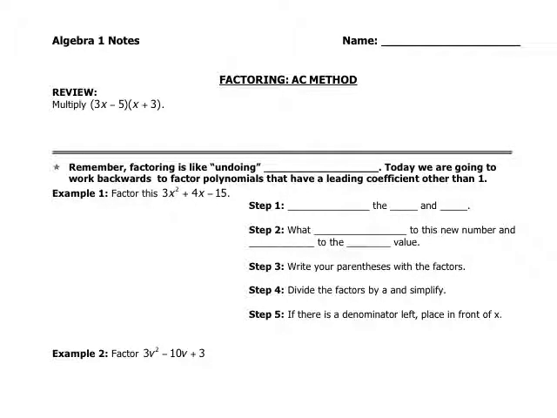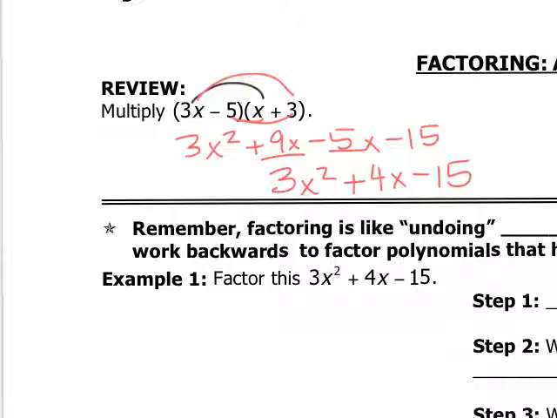All right, guys, go ahead with the top review problem. Okay, so you can check your work up on the board. You should end up with 3x squared plus 4x minus 15. And today we're going to learn how to undo this.